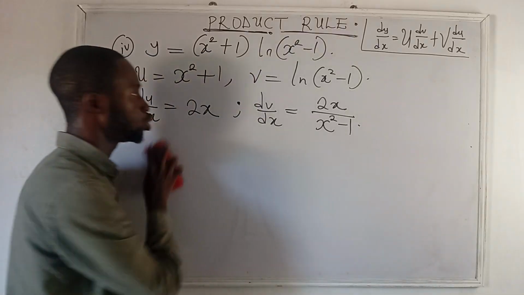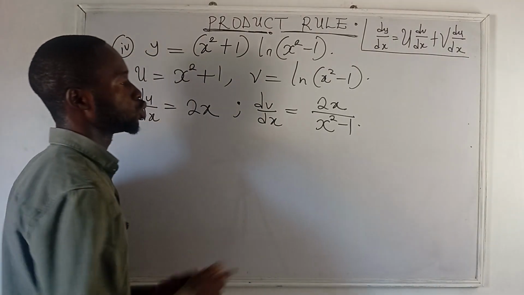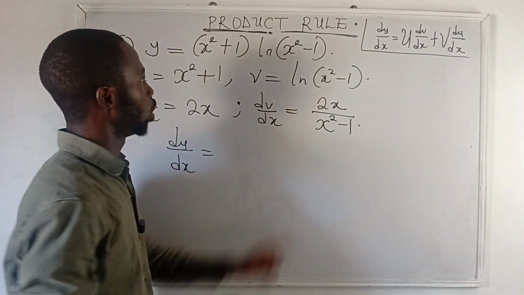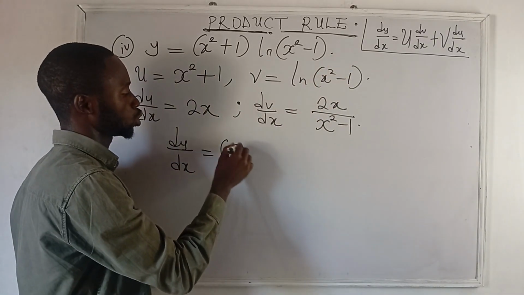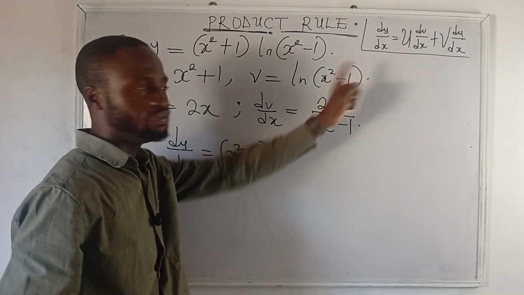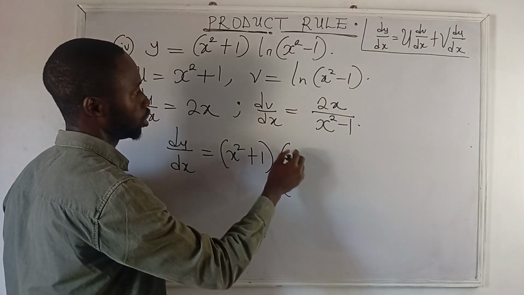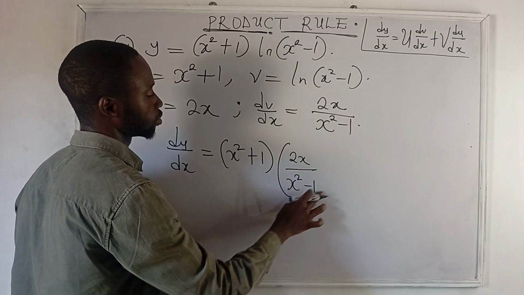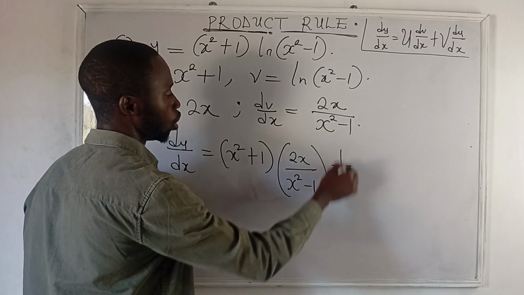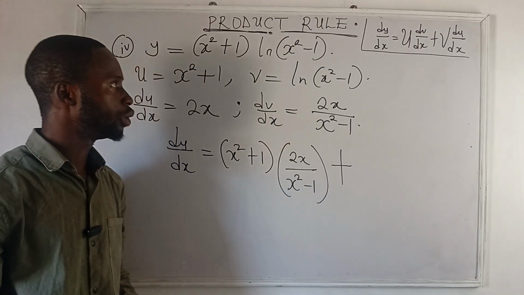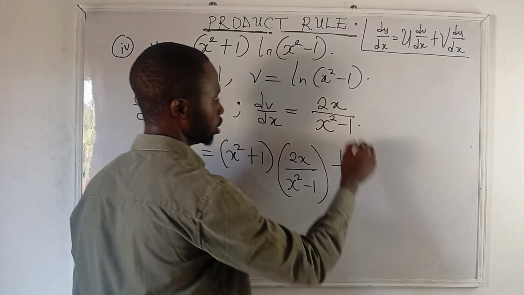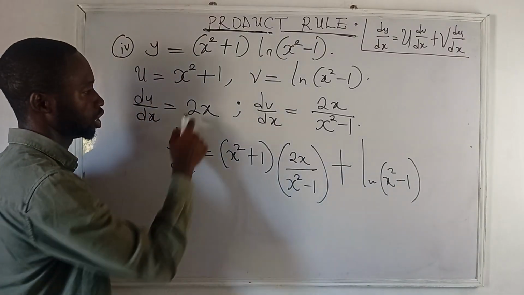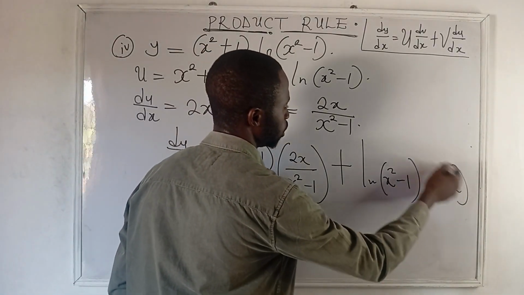Now we can introduce our answer into the formula. So we have dy dx will give us u. Our u from the question is what? x squared plus 1. Then dv dx is this that we have here, 2x over x squared minus 1. Then plus, now v, our v is ln x squared minus 1. Then du dx is what? 2x in bracket.